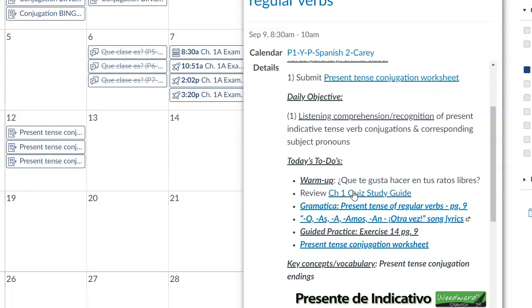Continuing our work in Chapter 1, I'm going to go over page 9 of the textbook, practicing the present tense conjugations of regular verbs. We'll run back the o, as, a, amos, an song for old time's sake, and then we'll do some guided practice out of the textbook on page 9, exercise 14.